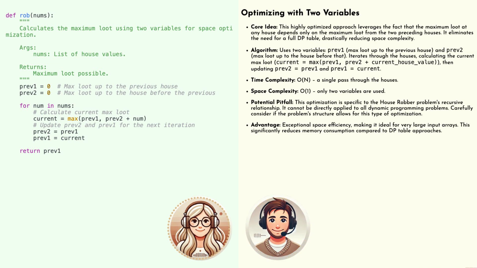All right, so how does this 2 variable magic work? All right, so we start at the end of the street. Just like before, we're going to have rob next plus, and it's going to be 0, because there's nothing left to rob after the last house. And rob next, that's just going to be the value of that last house. Okay.